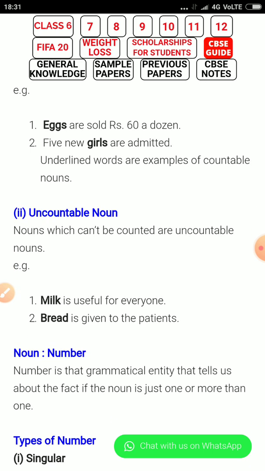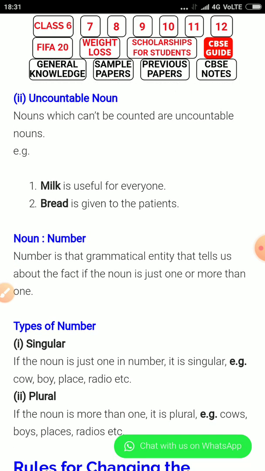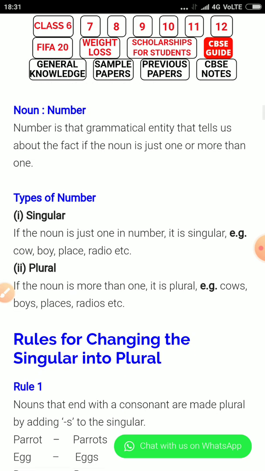Noun number. Number is that grammatical entity that tells us whether the noun is just one or more than one. Types of number. Singular: if the noun is just one in number, it is singular. Example: car, boy, place, radio, etc. Plural: if the noun is more than one, it is plural. Example: cars, boys, places, radios, etc.